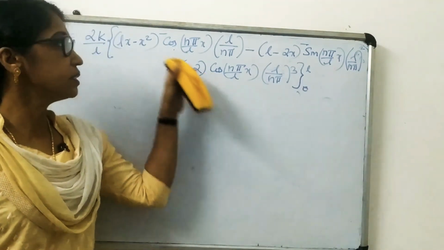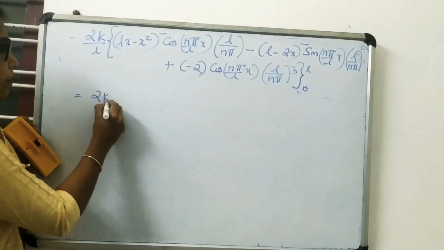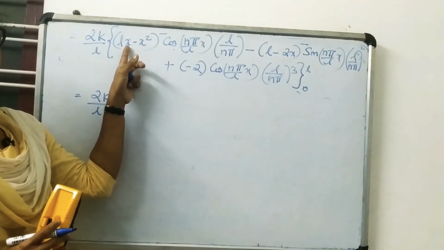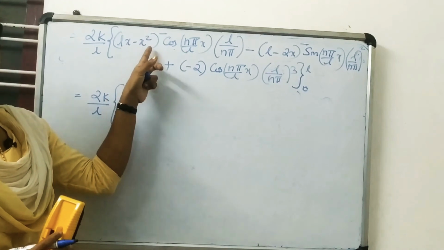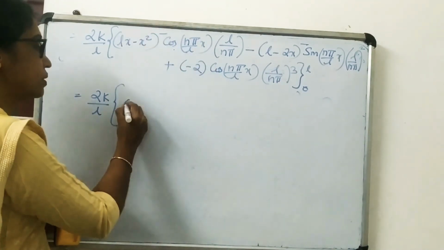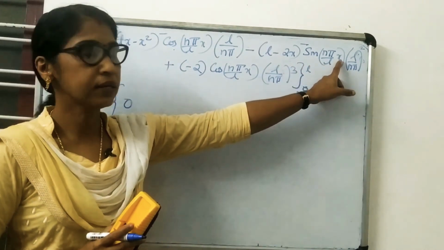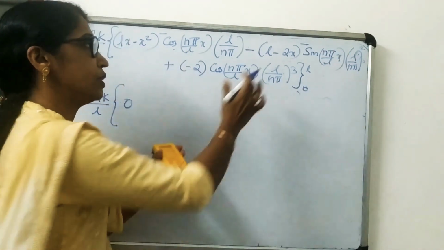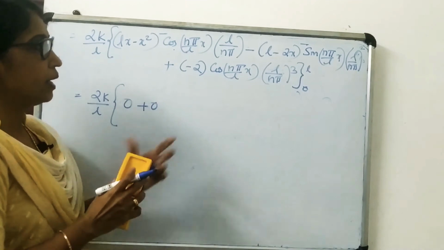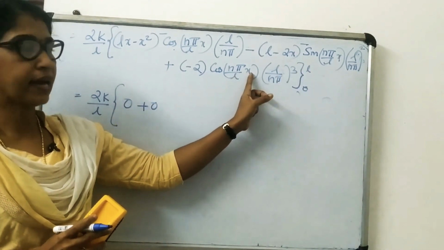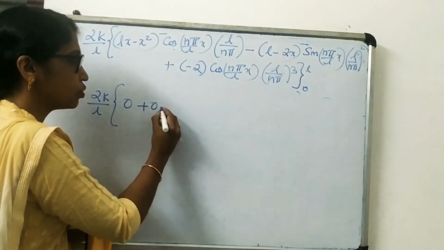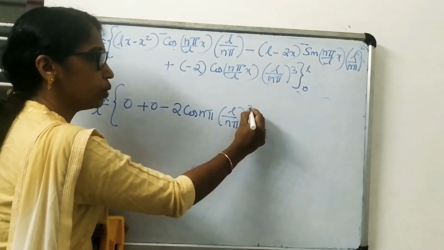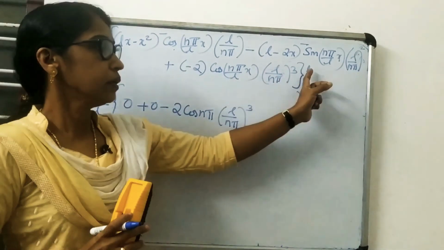Now I am giving the limits to this equation. So this is equal to 2k by L into, what is the upper limit? Upper limit is L. I am putting this upper limit here for x. So this becomes L square minus L square. This term becomes 0. Here also I am putting L. So L gets cancelled and this becomes sin n pi. Also sin n pi is 0. So this term also becomes 0 plus 0. And here I am putting L. So this L gets cancelled and we get, here this is minus sine, so minus 2 cos n pi into L by n pi the whole cube. Okay. Now the upper limit is over.